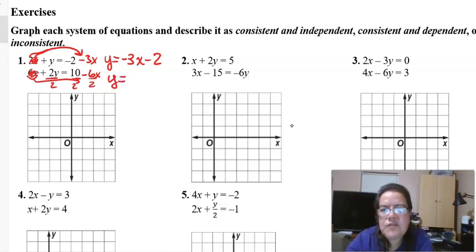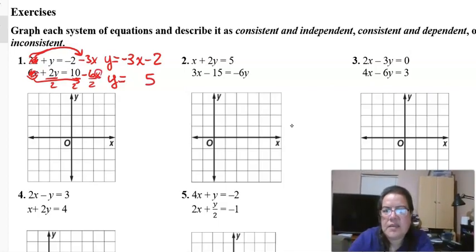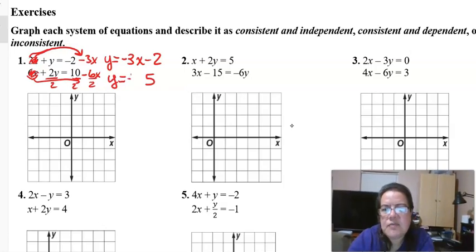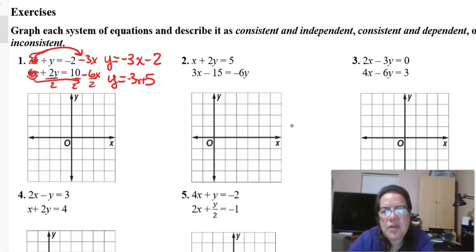10 divided by 2 is 5. However, I'm going to place it here since that's my y-intercept. It's just a constant, a number. And here I have the x, so I'm going to go ahead and do that. So negative 6 divided by 2 is negative 3x, and that was a positive 5. So those are my two equations. Automatically, I'm not even going to continue.